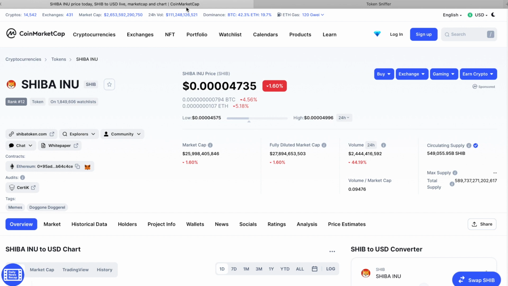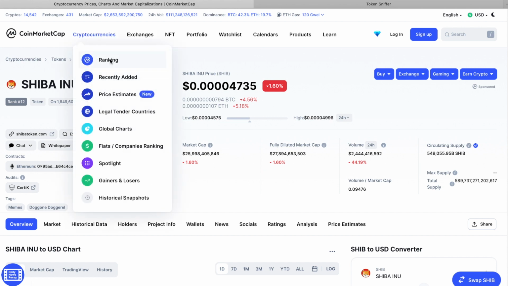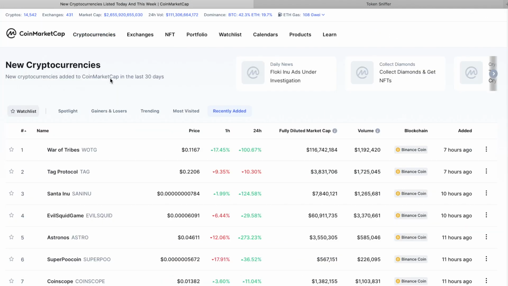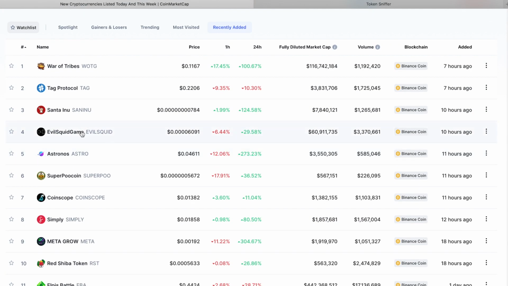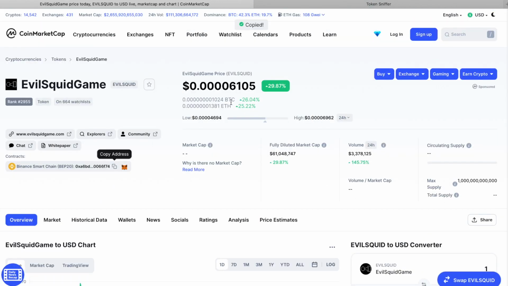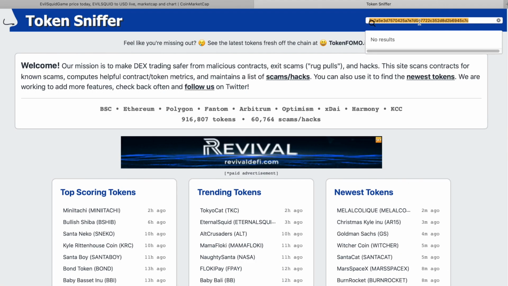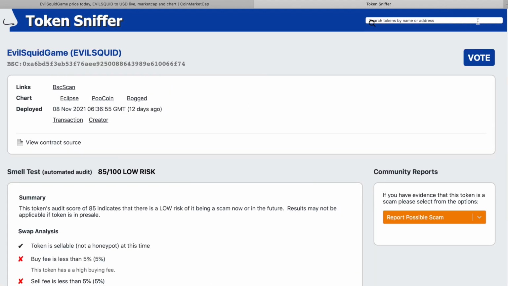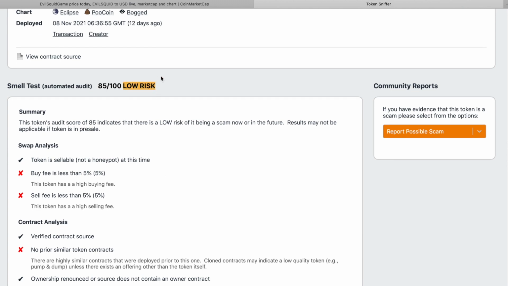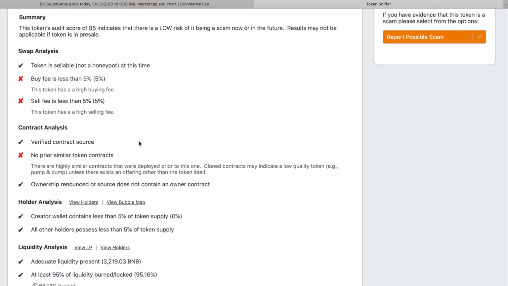Now, going back to CoinMarketCap, let's do a comparison with a newly listed coin. Going back to recently added, okay, Evil Squid Game. So as we can see here, this one has 85 out of 100. So that's a very good sign. It says low risk. So as we can see here, buy fee less than 5% is 5%. Okay, makes sense, is good, we can go for it.